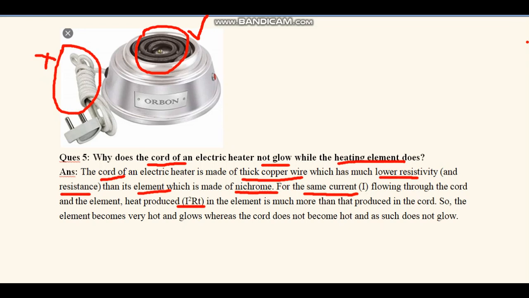Students, the reasoning questions from this topic are very important from the examination point of view. So you must go through this video twice or thrice.